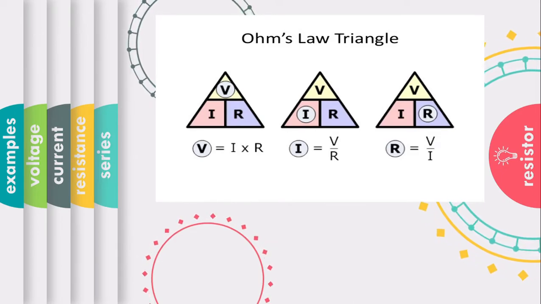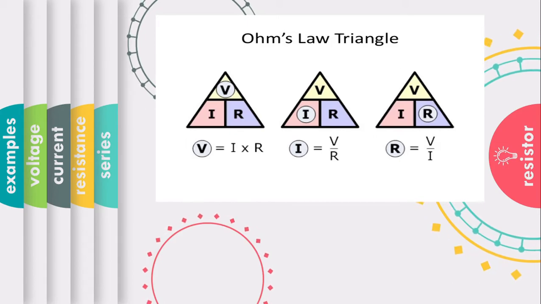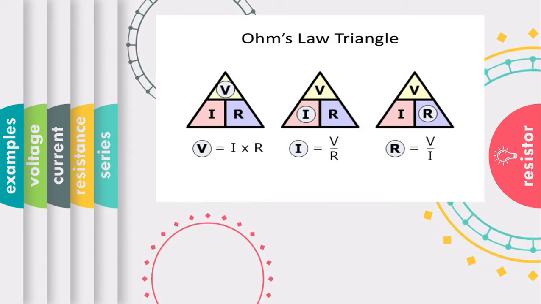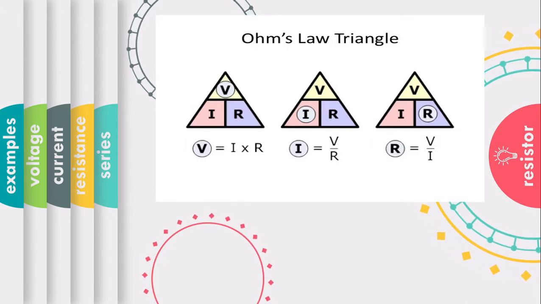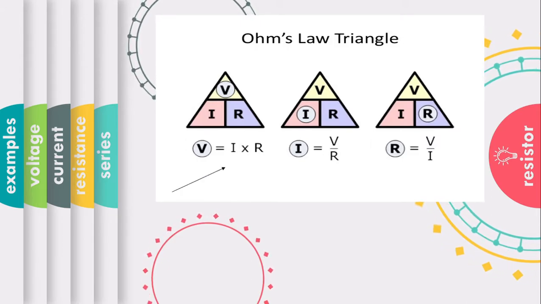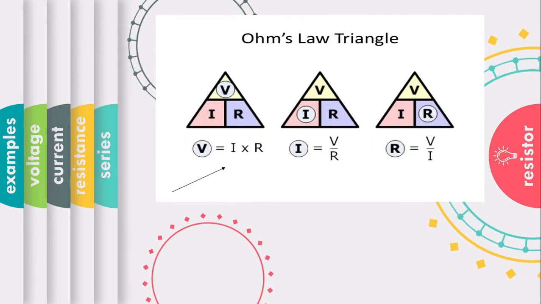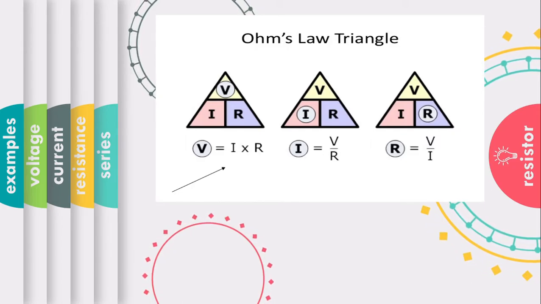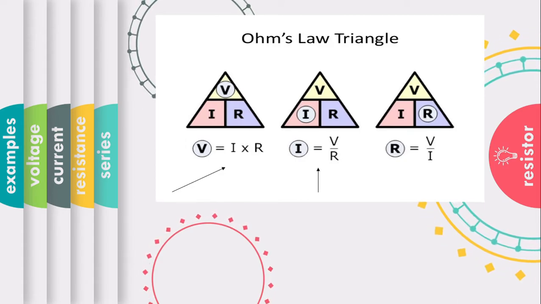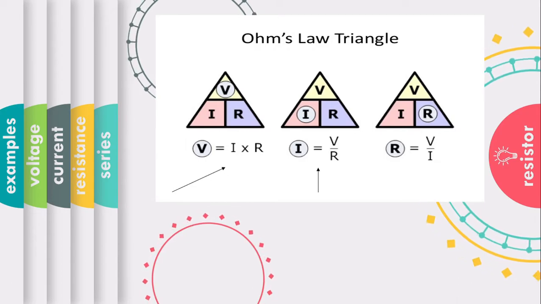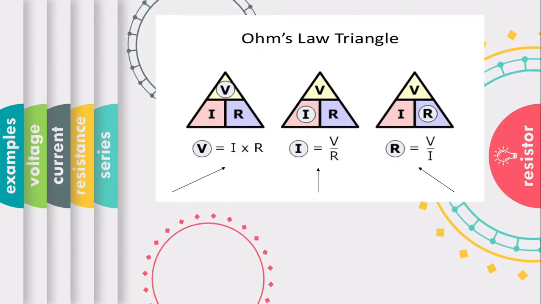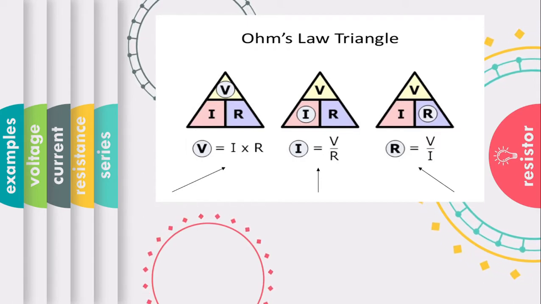For more clarity, here's Ohm's law, the triangle that will help you analyze the law easily. It shows here that if we're looking for the voltage of an electrical circuit, this is the formula that we can use: the voltage is equal to the current multiplied by the resistance. If we are looking for the current, this is the formula: the current is equal to the voltage divided by the resistance. And if we are looking for the resistance, it is equal to the voltage divided by the current.